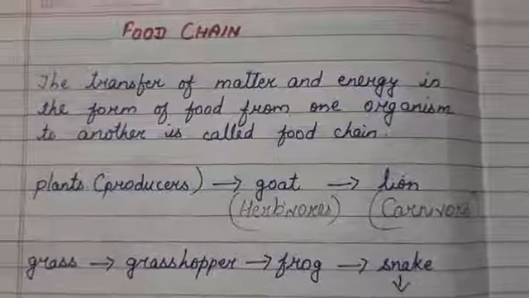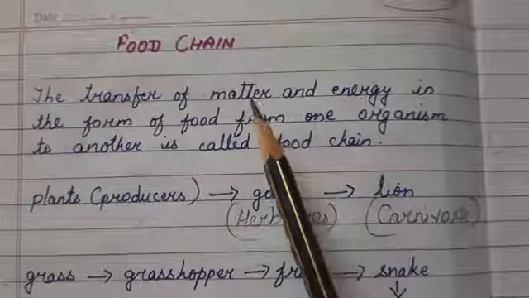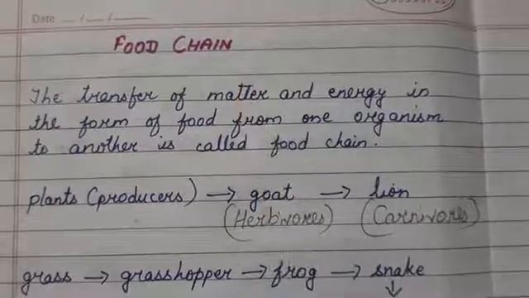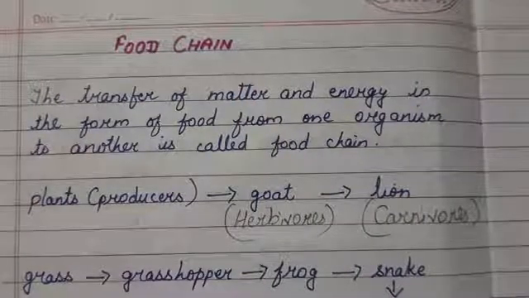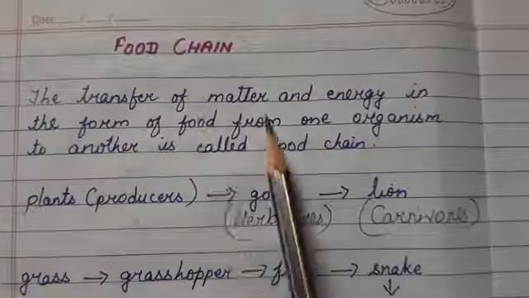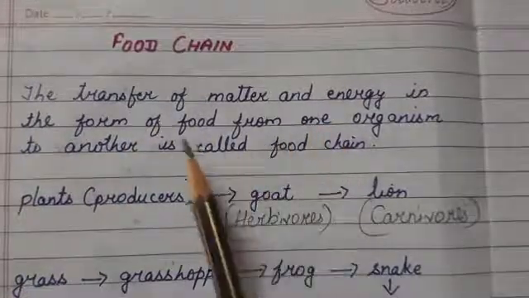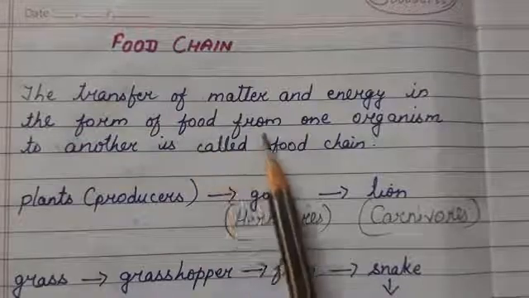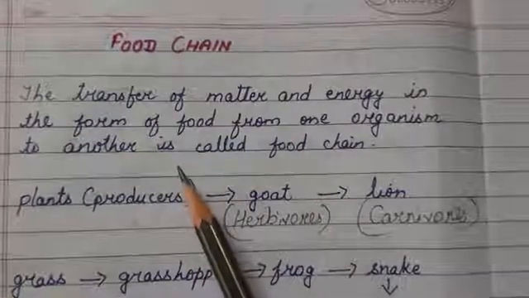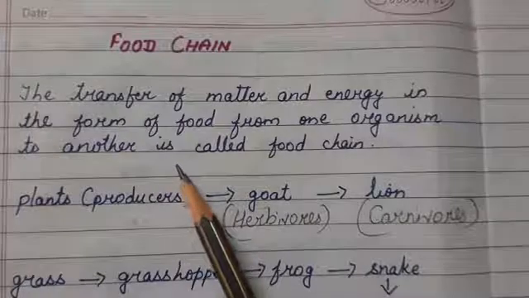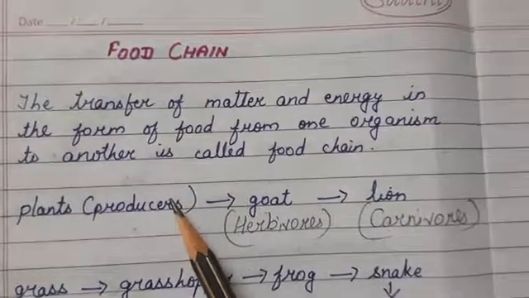Good morning, students. Today we will study about food chain and the sources of food. What is a food chain? The transfer of matter and energy in the form of food from one organism to another is called a food chain. Now I will explain it to you by giving an example.